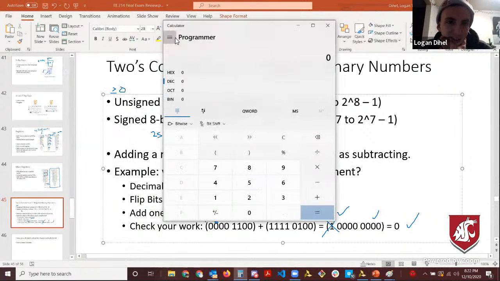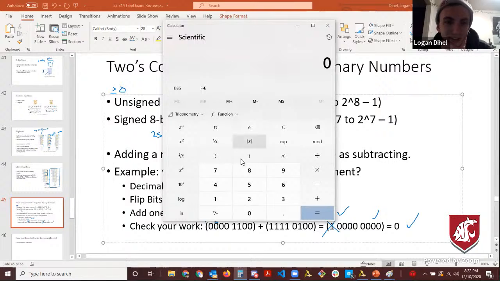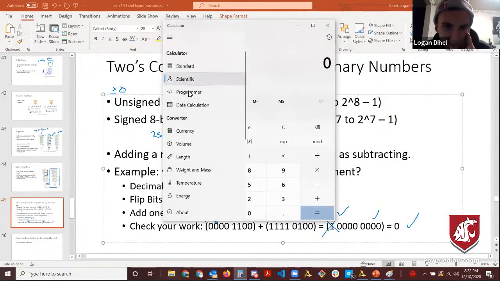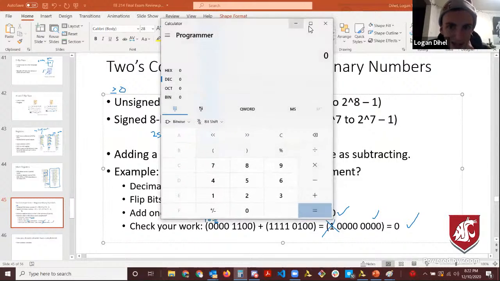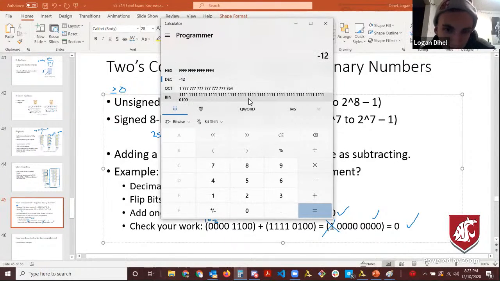Windows has the calculator app, and if you press this button right here and go to programmer, it has all these awesome options for you. You can enter any number you want, like 47, and it'll tell you what it is in hexadecimal, decimal, octal, which is base 8, and binary. So this is base 16, base 10, base 8, and base 2. You can do different ANDs, ORs, whatever you want. But the best thing about it is, if I wanted to do negative 12, I can just type in negative 12 and you get a binary number.